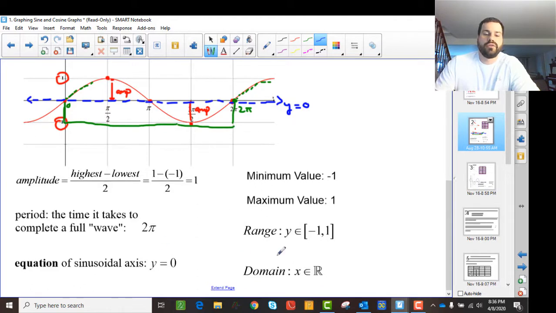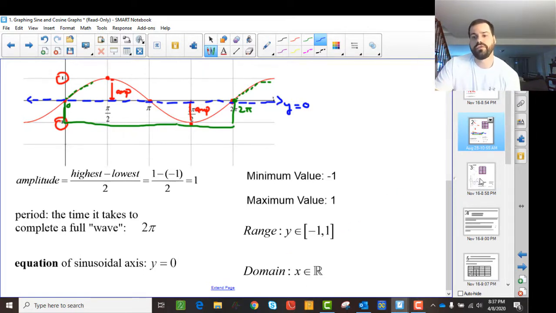And then the domain is just x belongs to the real numbers because you can take any value, you can take the sine of it. You can take the sine of any number you want. All right. So that's what sine x looks like. And the reason that we're emphasizing the amplitude, the period, the equation, sinusoidal axis, the domain and range is that is what you're going to be asked to find when we start introducing transformations. So when we start moving things around, we're going to be asked to find those things. Okay, what's the amplitude of this new graph? What's the period of this new graph? All right, so that's what sine looks like.